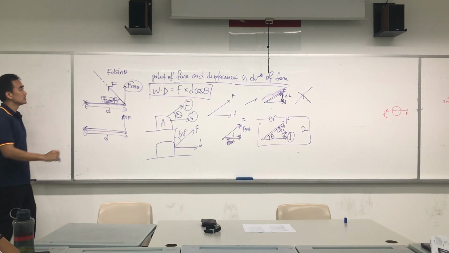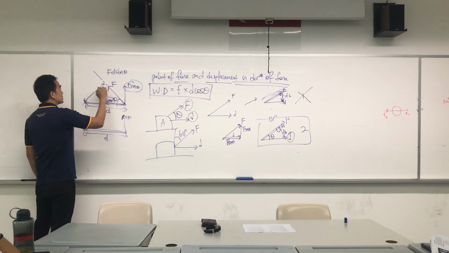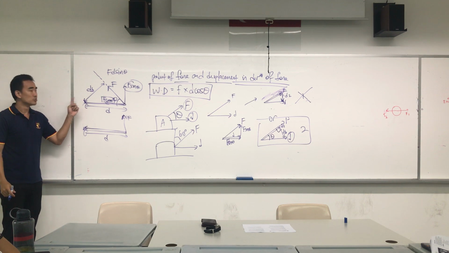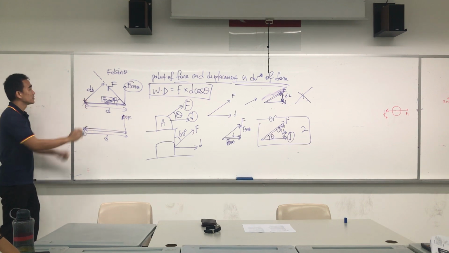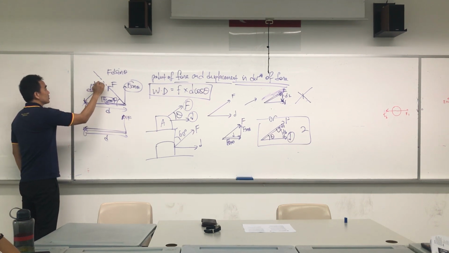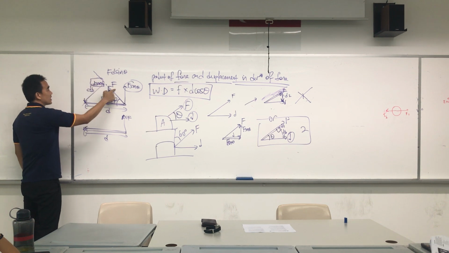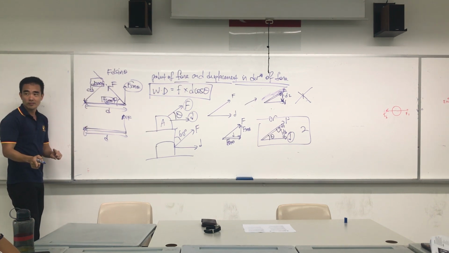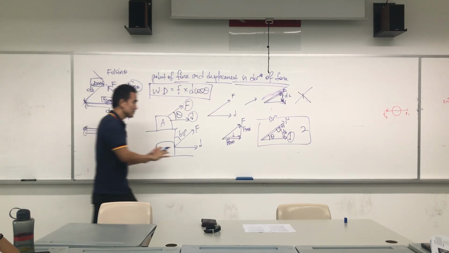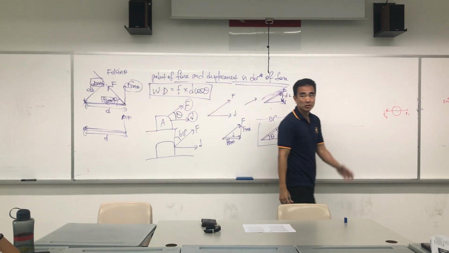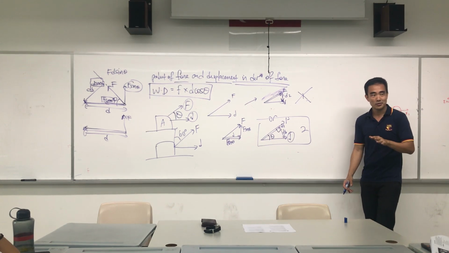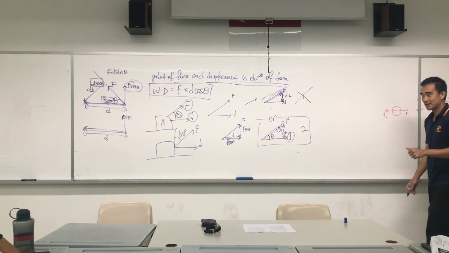The other way of looking at it is to look at the perpendicular distance, which is this one. This is actually the perpendicular distance, not D. So if you look at the perpendicular distance, it is D sine theta. So you can take D sine theta times F or F sine theta times D. Either way works out. Okay? So it's something similar to what we did just now. You resolve the displacement to the force, or you resolve the force to the displacement. Either way works. Cool. Okay, good.